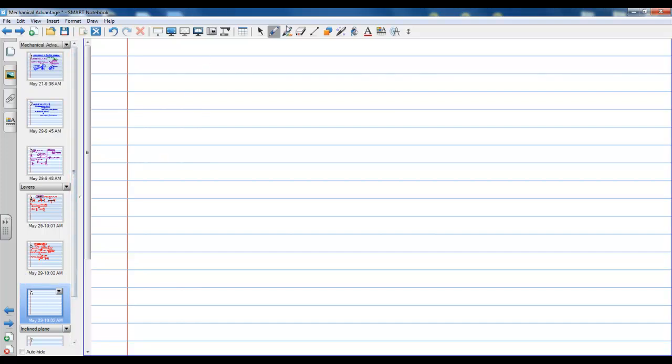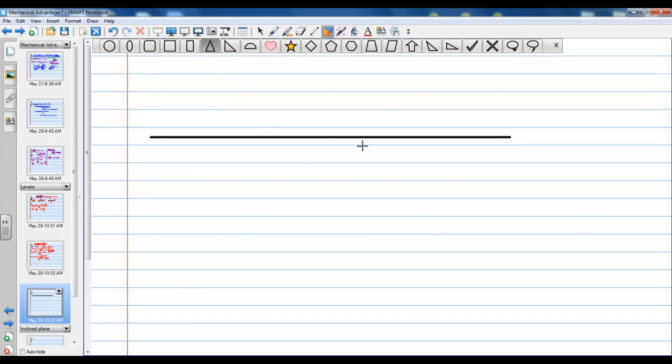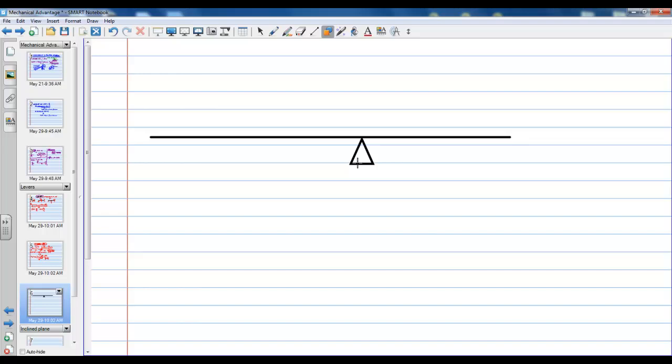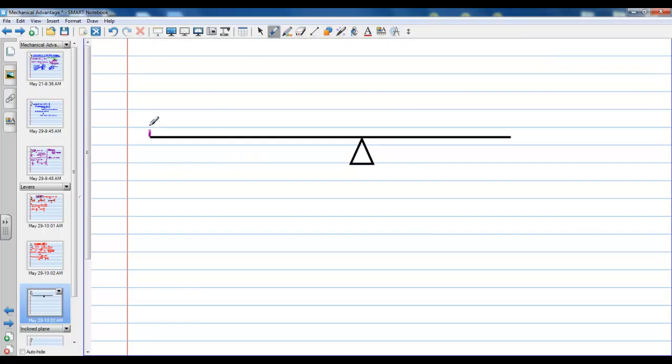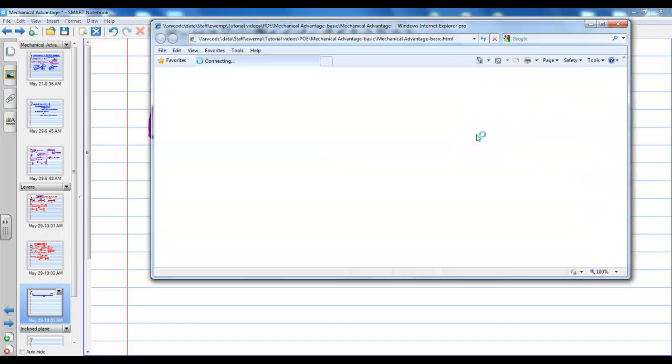So now we're going to do an example problem real quick. We've got this lever, with a little piece there. There's our fulcrum. Now let's put a force there, and a force there.